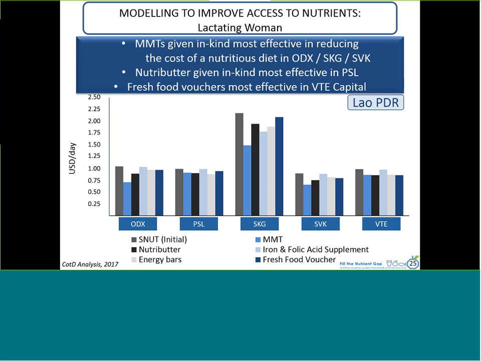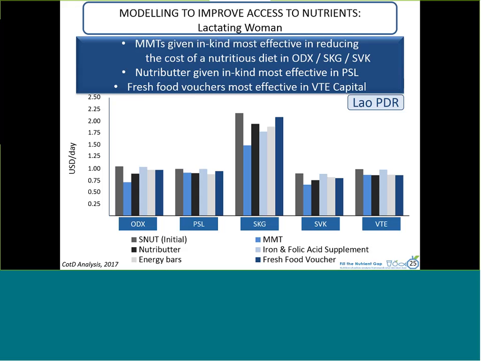In addition to thinking about the child, we also look at other members of the household. We've already mentioned the high cost of a lactating woman. So this is an example from Laos, where we modeled different types of interventions to see how we could improve their access to nutrients. Here we looked at different interventions, including a multi-micronutrient tablet, NutriButter, an iron and folic acid supplement, energy bars, which is a local specialized food that they produce in Laos, which is fortified with some nutrients, and a fresh food voucher. This included fresh vegetables as well as some animal source food like eggs and fish.